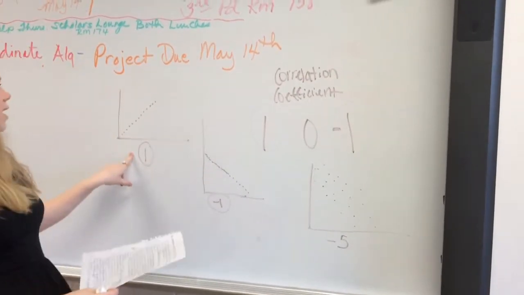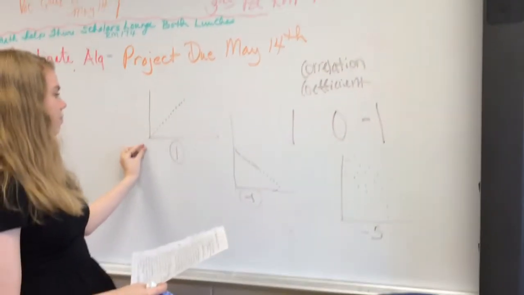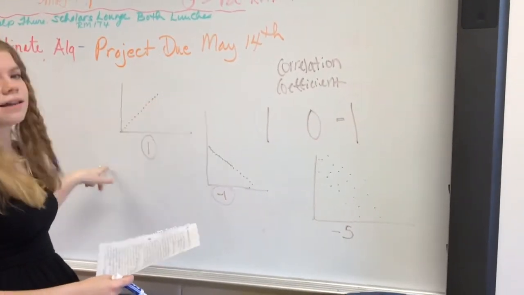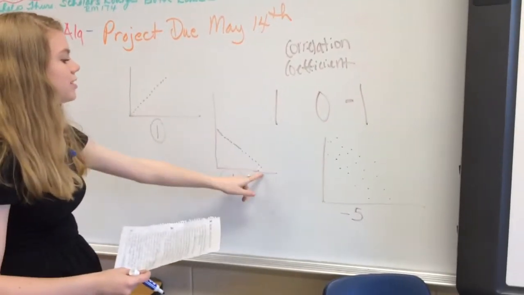And this is what a very good linear close together plot looks like. It would be exactly a linear line, and -1 would be a decreasing linear line.